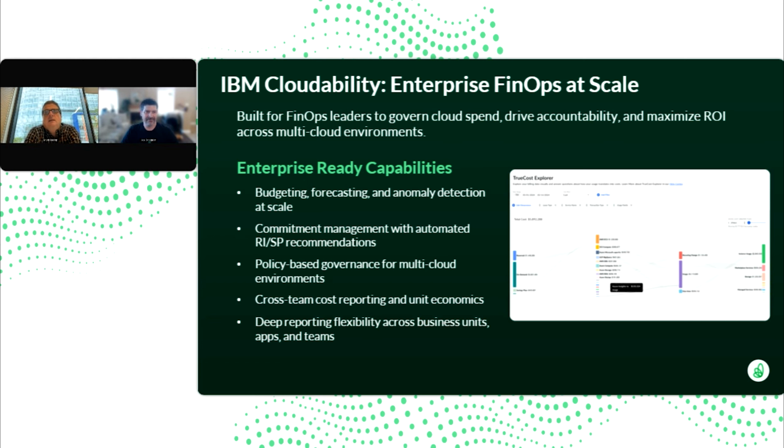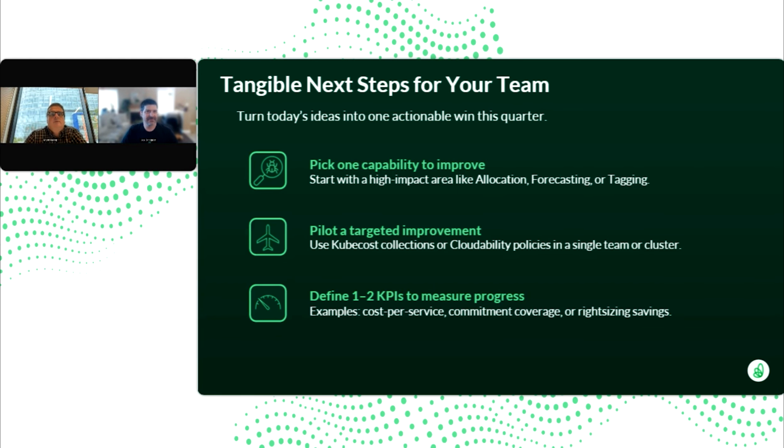So just to take us home here, we're just about done. Some next steps for you as FinOps practitioners or DevOps practitioners: what should you do next? I would encourage you to look out over the next quarter and try to find one thing that you can action on. Pick a capability to improve. Look at something like allocation, forecasting, tagging, whatever makes the most sense for your business.